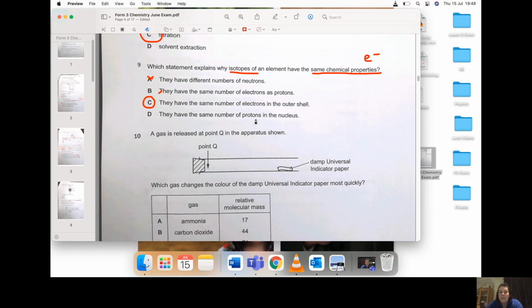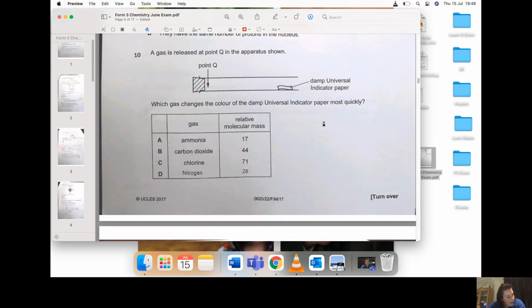They do have the same number of protons, but again, that's not what gives them their chemical property. That's just what makes them the element. What gives them the chemical property is the outer shell electrons. So question 9 was C. Yes, A and D are correct in terms of what is an isotope, but not what gives it that chemical property. That's the outer shell electrons.